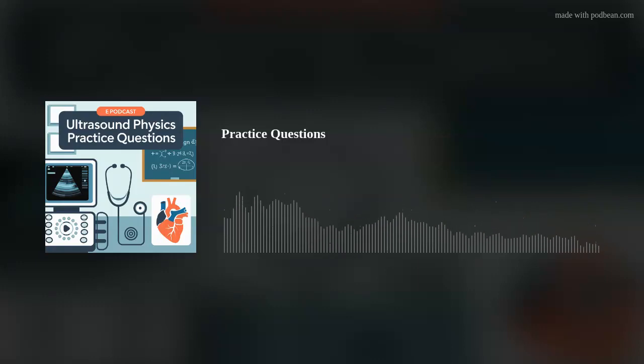Okay, this one asks about something called the intensity reflection coefficient. It sounds intense. Could you break that down for me? It's basically a way to measure how much of the ultrasound beam bounces back or reflects when it hits a boundary between two different types of tissue. It's a percentage, so a higher percentage means more reflection.